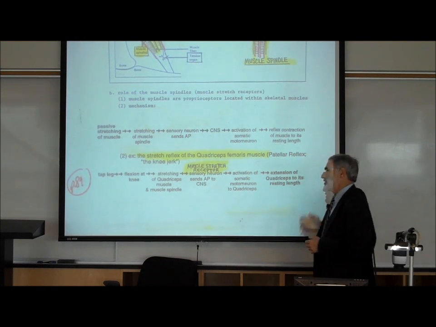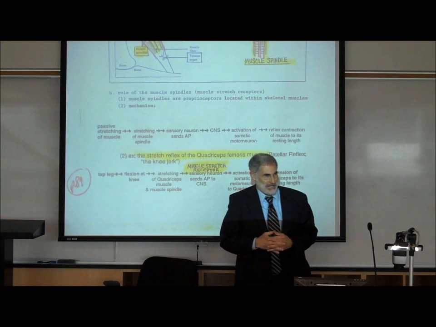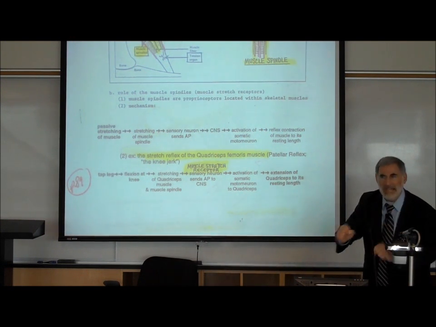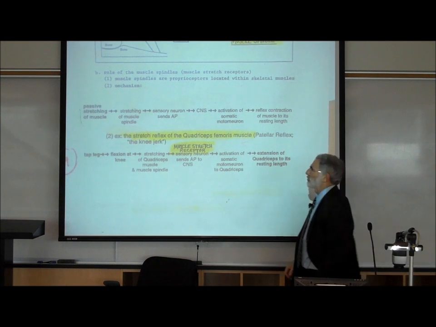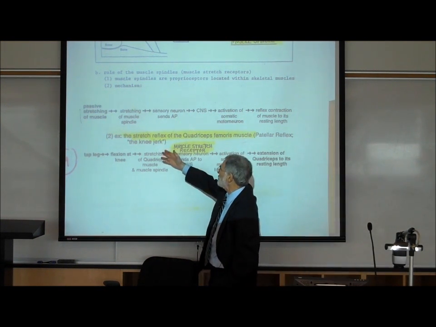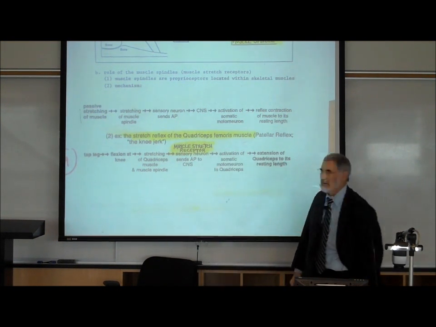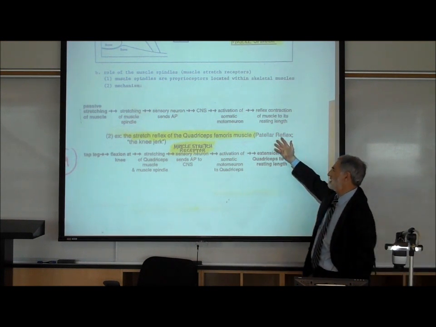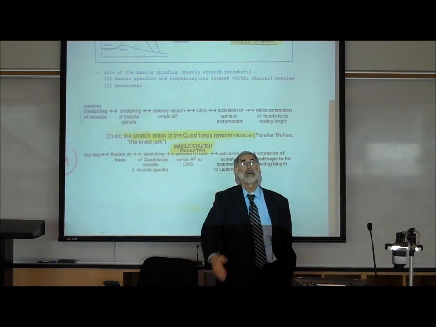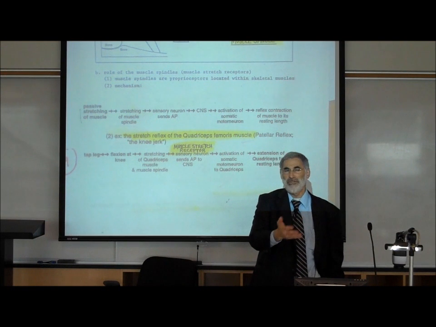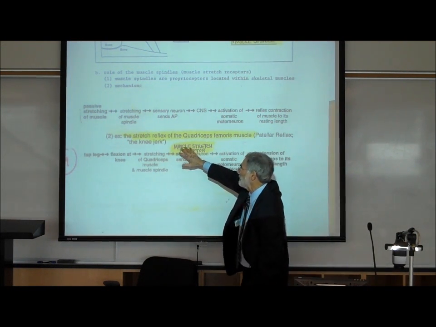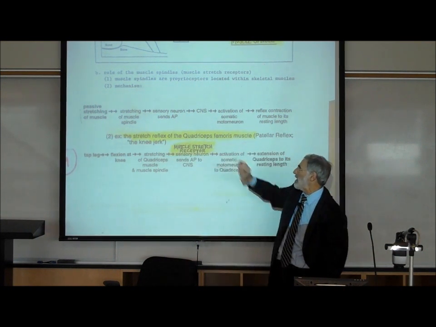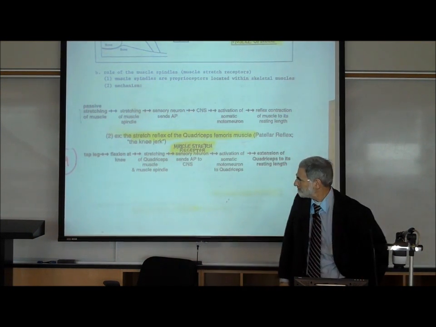Now, you might be scratching your head thinking, what does that mean? So let's just go right to a specific example. The example that we want to use is the one you're very familiar with, the stretch reflex of the quadriceps femoris muscle, more commonly called the patellar reflex or knee jerk. But the technical name for the reflex that you call the knee jerk or patellar reflex is more properly called the stretch reflex of the quadriceps femoris muscle.